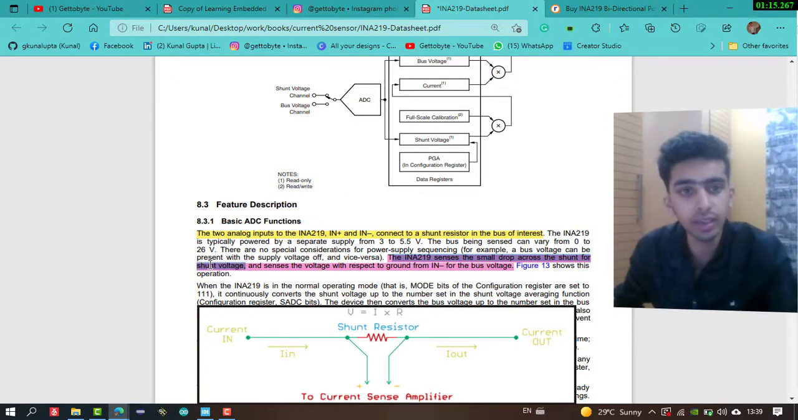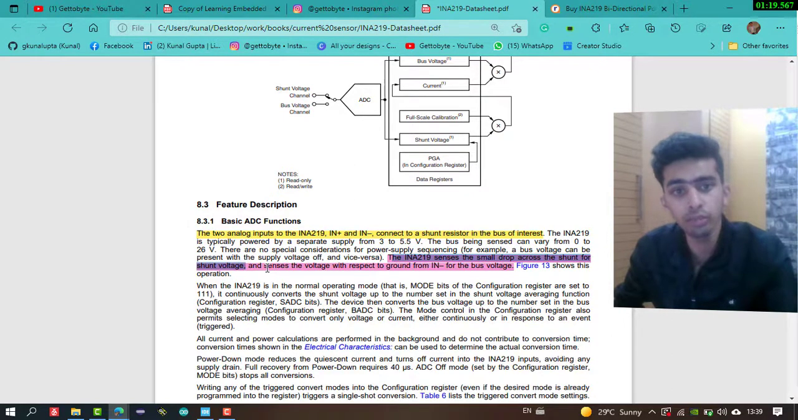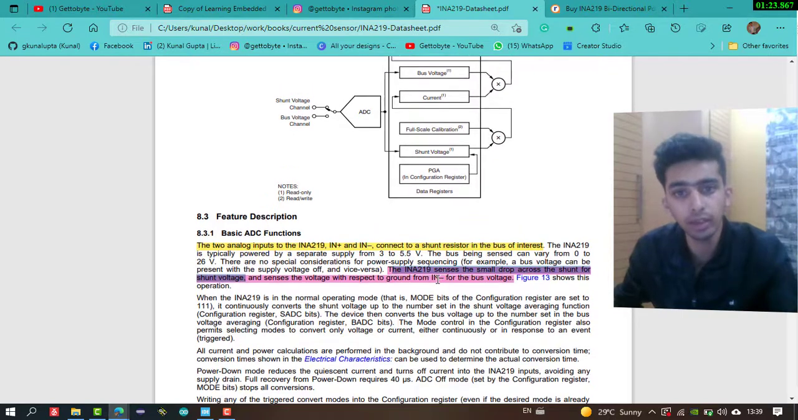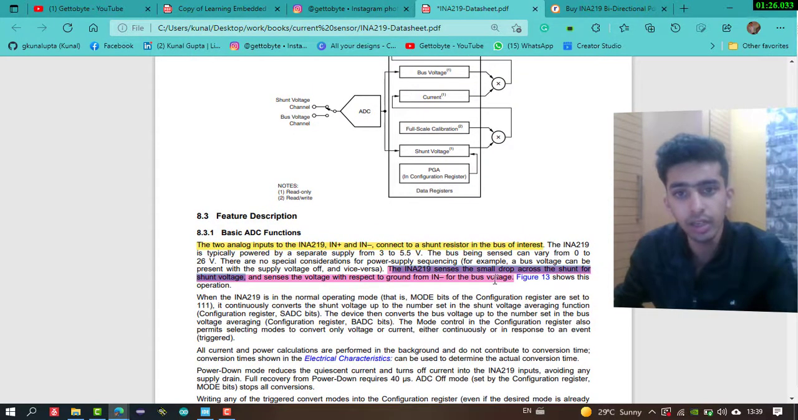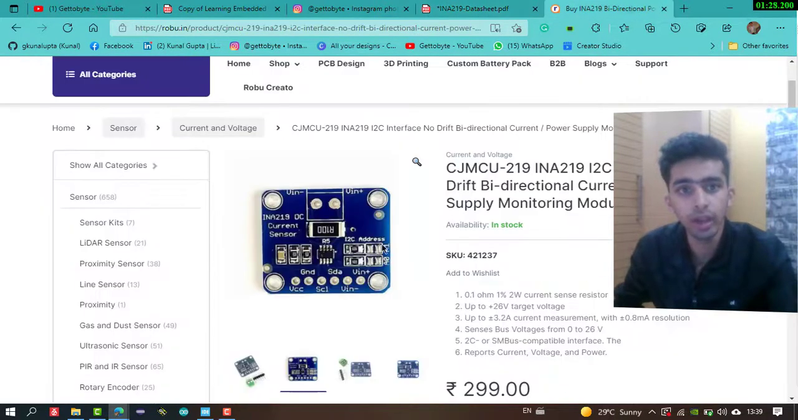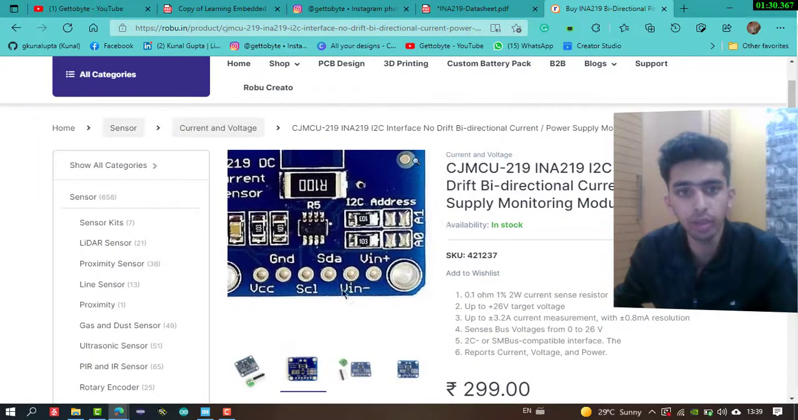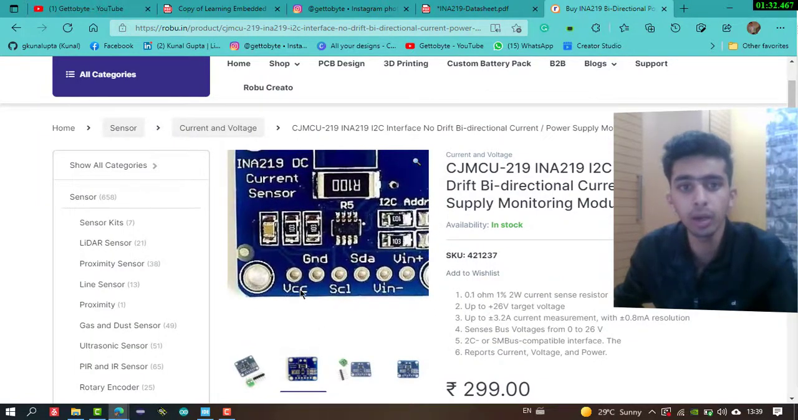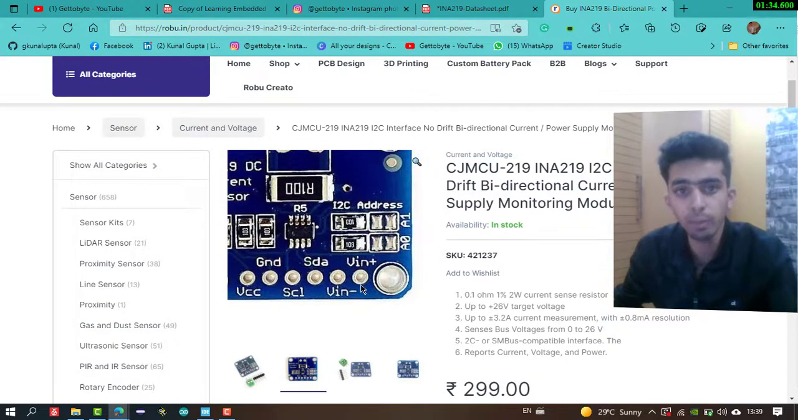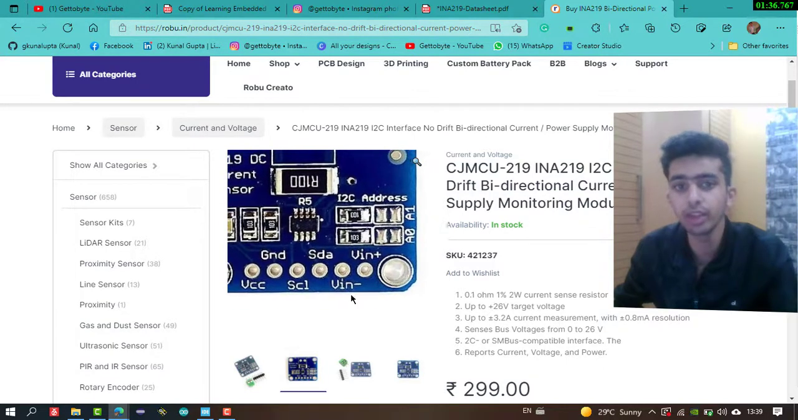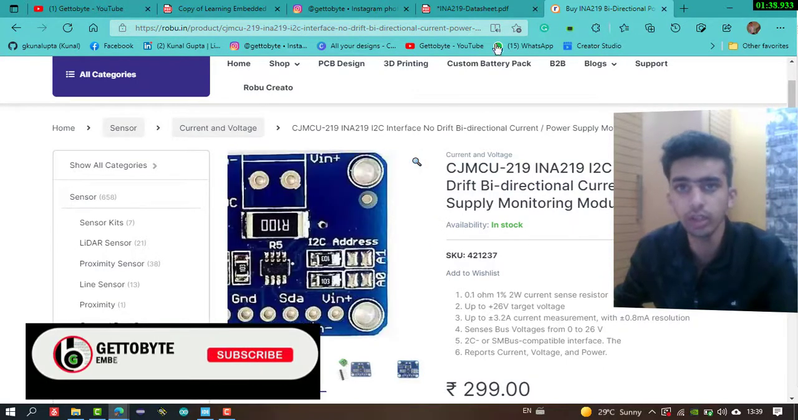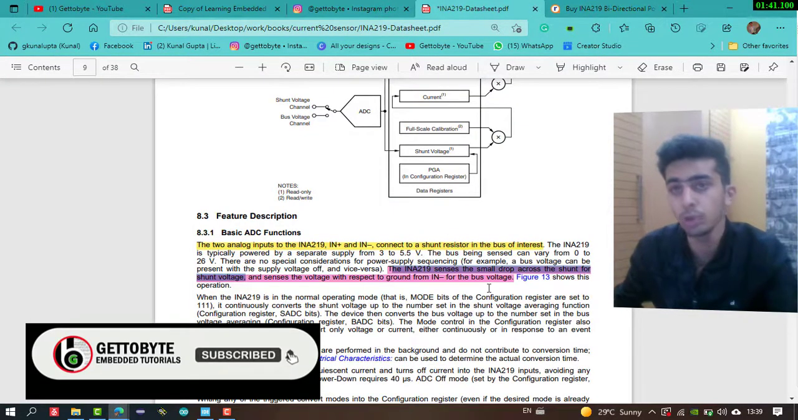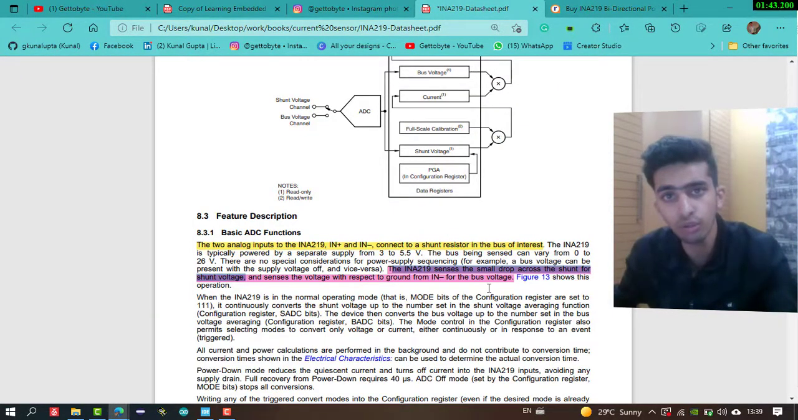So from here we can get the current value of our load, and the voltage across the load is sensed from the VIN negative terminal and the ground. That will be our bus voltage, and from VIN positive and VIN negative we will get the shunt current. So those are the two ways by which you get the voltage and current readings of a bus, from which we will calculate the power.